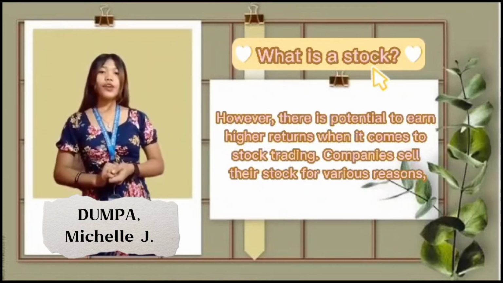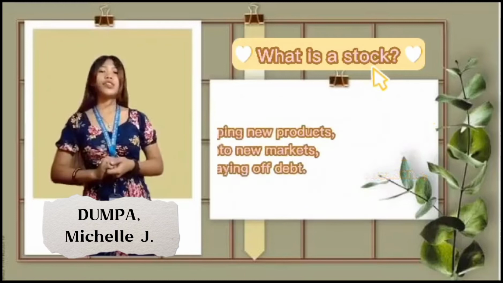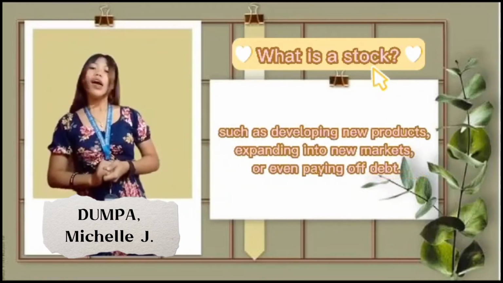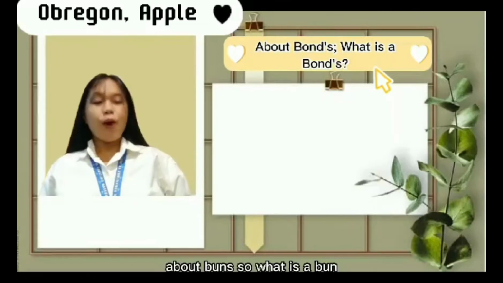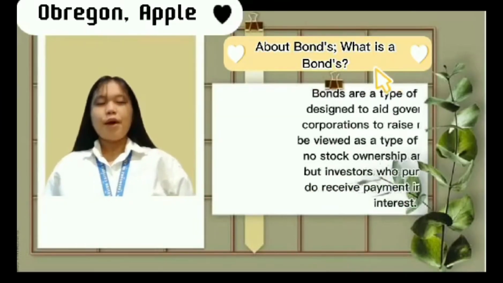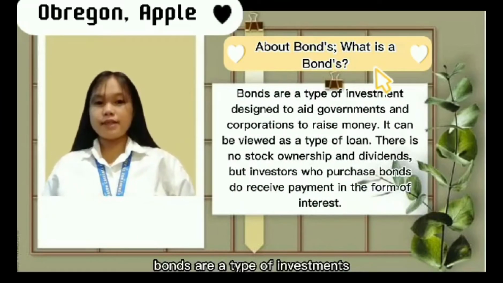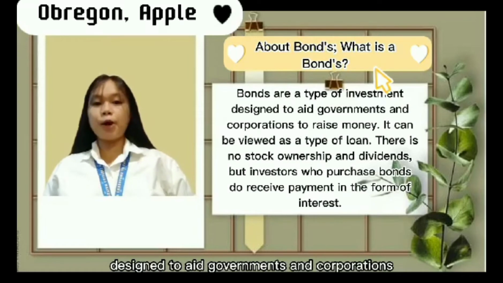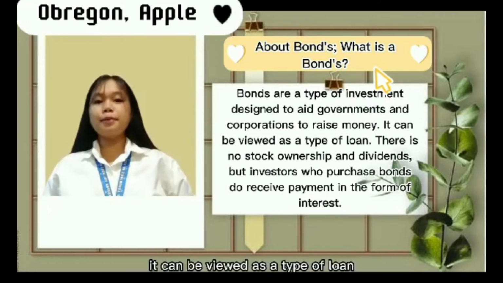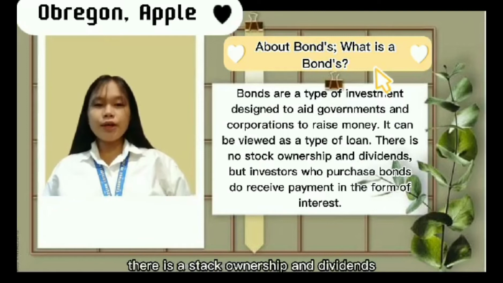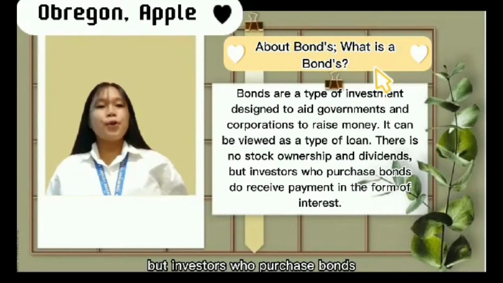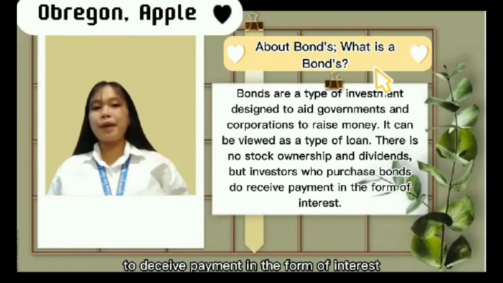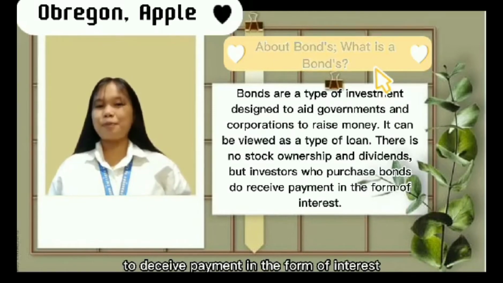Companies sell their stock for various reasons, such as developing new products, expanding into new markets, or even paying off debt. So, what are bonds? Bonds are a type of investment designed to aid governments and corporations to raise money. They can be viewed as a type of loan. There is no stock ownership and dividends, but investors who purchase bonds receive payment in the form of interest.